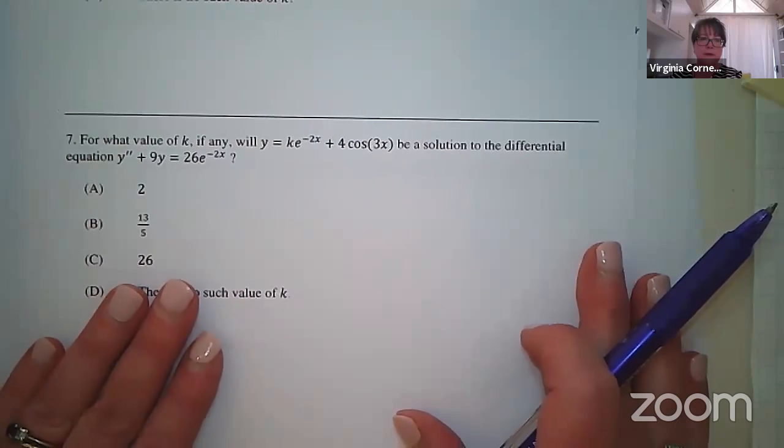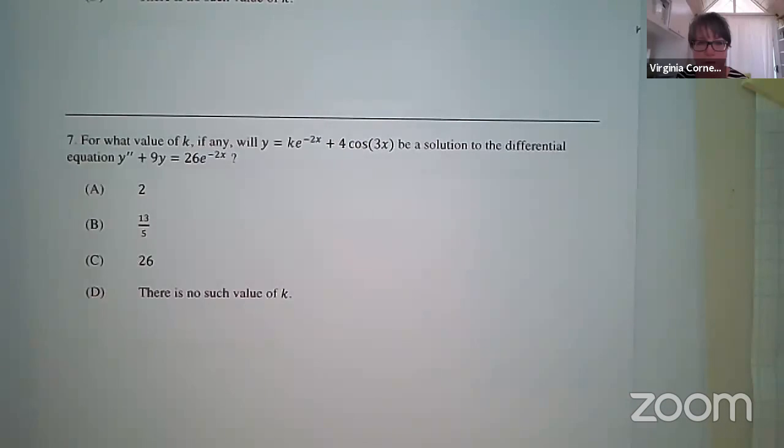And I'll read it out loud. It's very similar to the one I just worked. For what value of k, if any, will y equals k e to the negative 2x plus 4 cosine of 3x be a solution to the differential equation y double prime plus 9y equals 26e to the negative 2x? I'm going to give you about a minute for that.